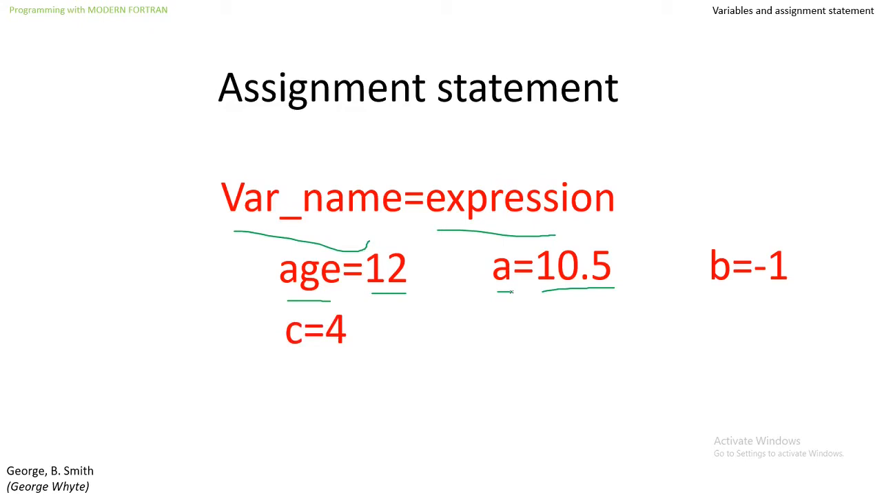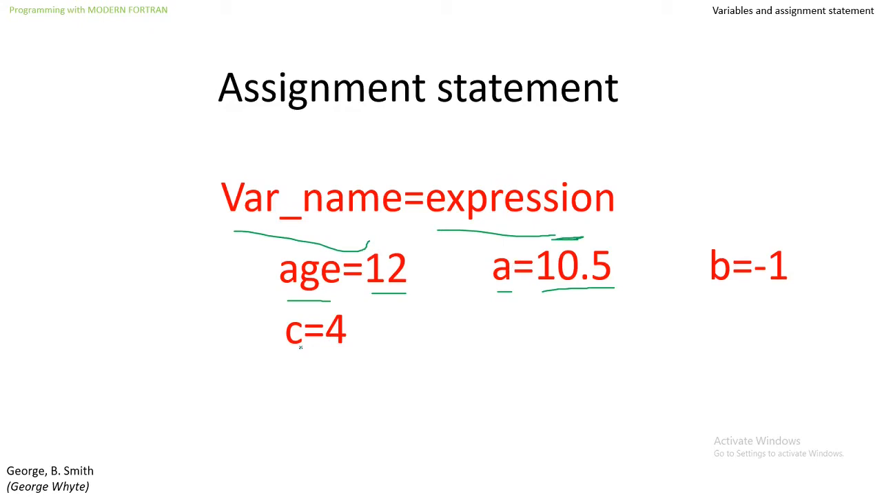Now one thing to know about the assignment operator is this: whenever you have an expression of this nature, what you're basically saying is that what is on the right hand side is being assigned to what is on the left hand side. So you're saying let 12 be assigned to age. Here you're saying let 10.5 be assigned to A. Let 4 be assigned to C.